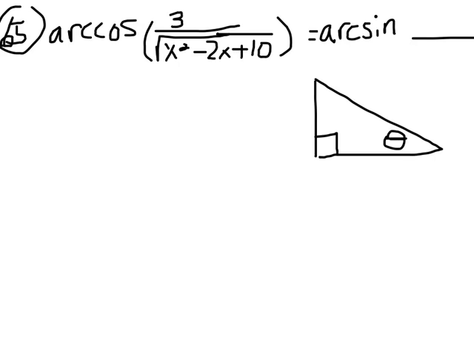But this cosine is adjacent over hypotenuse. So my adjacent side is 3, and my hypotenuse is this mess: the square root of x squared minus 2x plus 10. So I'm missing a side, and of course they asked me for the sine, which is going to involve the side that's missing. That's how they do this. So what am I going to do to solve this?